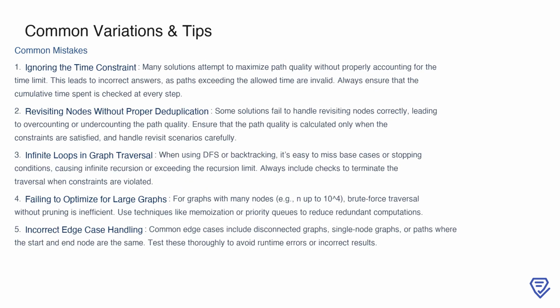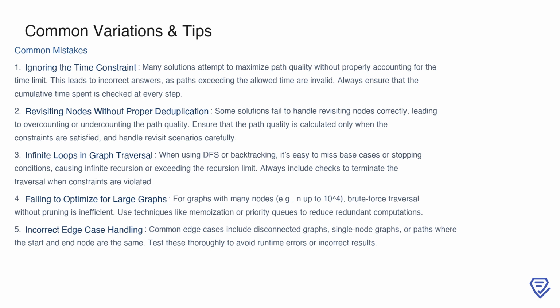When working on this problem, there are several common mistakes to watch out for. First, ignoring the time constraint is a frequent issue. Some solutions focus solely on maximizing path quality without checking if the time limit is exceeded, which leads to invalid paths. Always ensure you're validating the cumulative time at every step of your traversal.